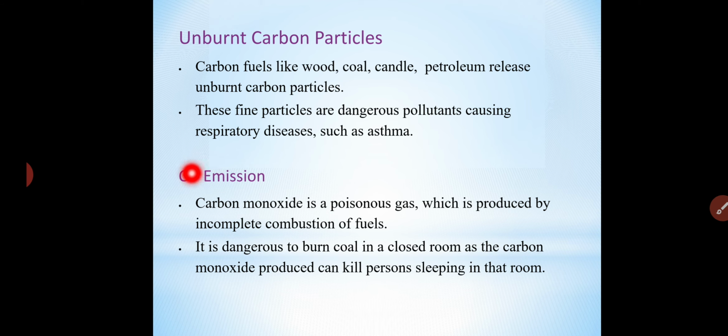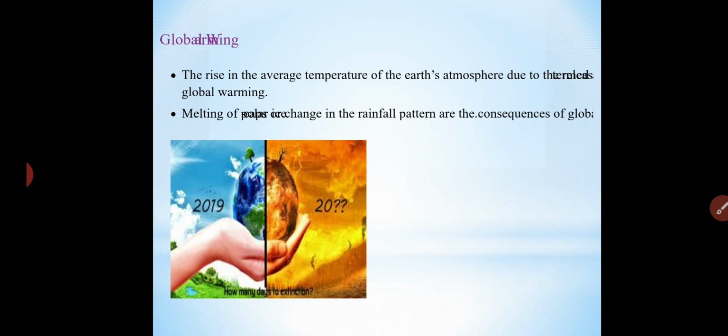Now, CO emission. CO emission means carbon monoxide emission. Carbon monoxide is a poisonous gas produced by incomplete combustion of fuel. Whenever we burn fuel, there should be complete combustion. If it is an incomplete combustion, then the gas turns into carbon monoxide. It is dangerous to burn coal in a closed room, as the carbon monoxide produced can kill a person sleeping in that room.